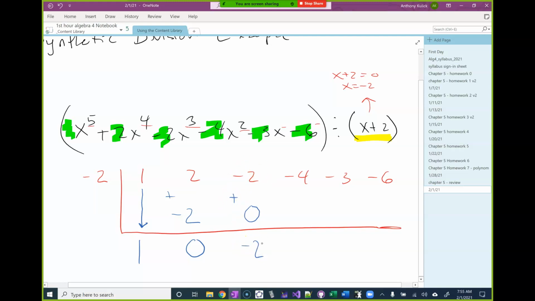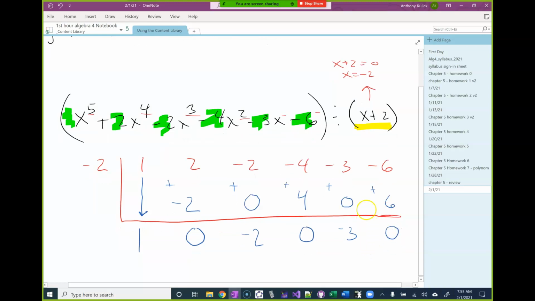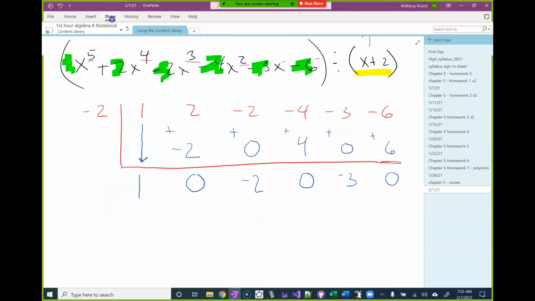Gives me -2. Then I do -2 times -2. That's 4. I add down. That's 0. And then -2 times 0 is 0. Put that in the next spot, and I add down. That's -3. -2 times -3 is +6. Put that in the next spot, add down, and that's 0. So the division now is complete.